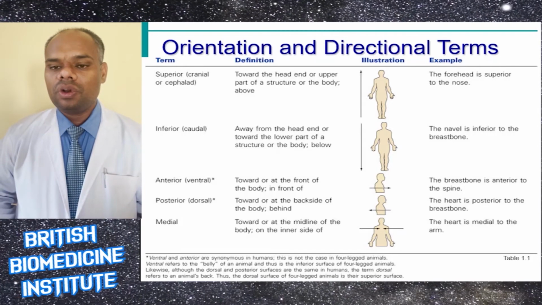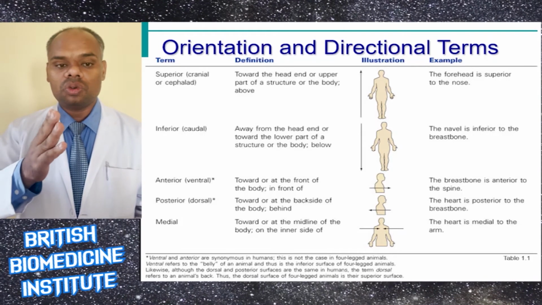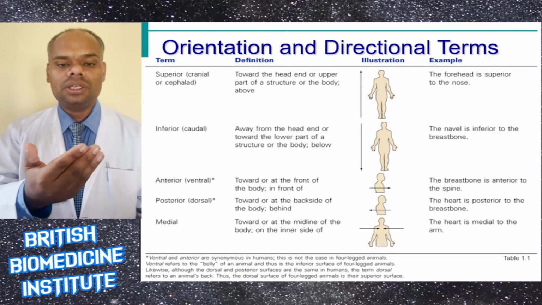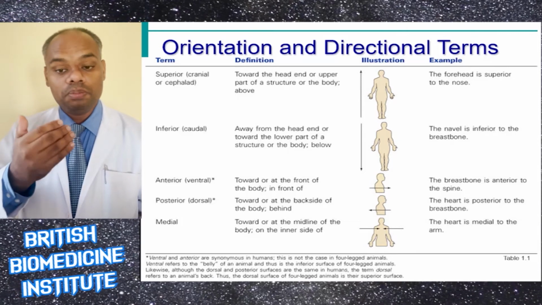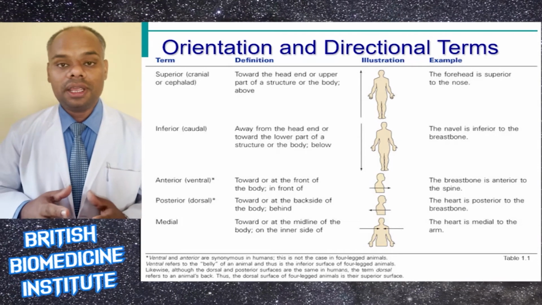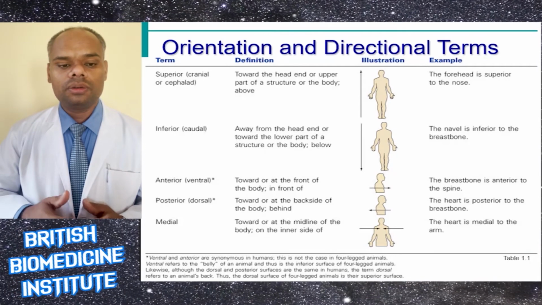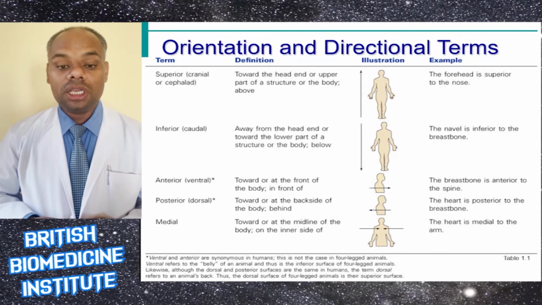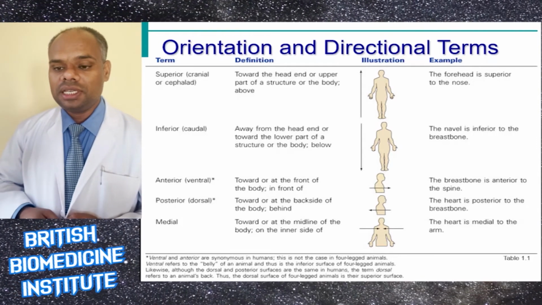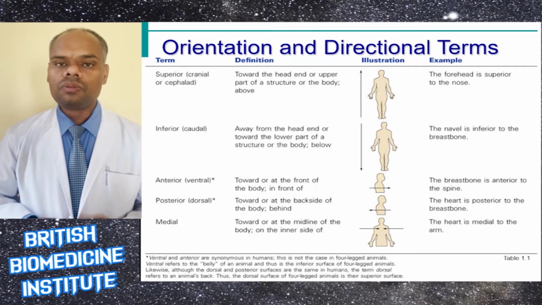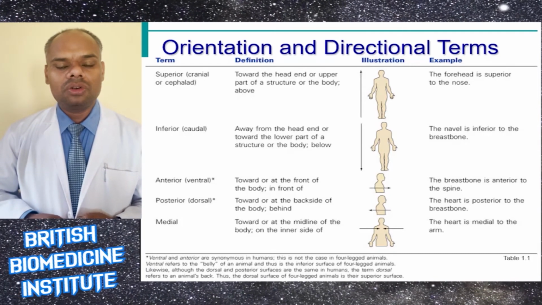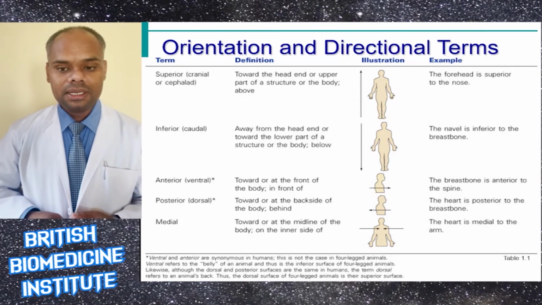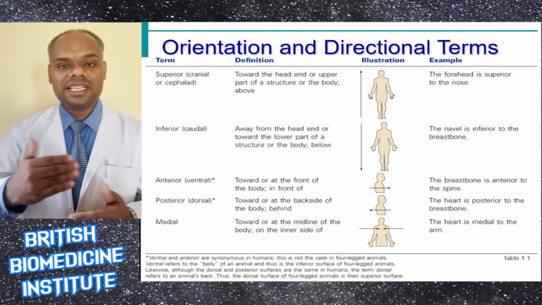For example, the forehead is superior to the nose. If it is inferior or caudal, it is away from the head and toward the lower part of the structure of the body, below. So the navel is inferior to the breastbone. If it is anterior or ventral, then it is toward or at the front of the body, in front of, like the breastbone is anterior to the spine. If it is posterior or dorsal, then it is toward the back side of the body, or behind, and the heart is posterior to the breastbone.